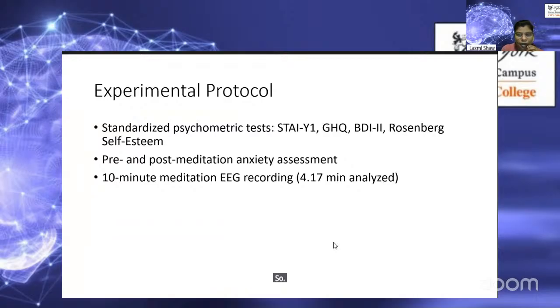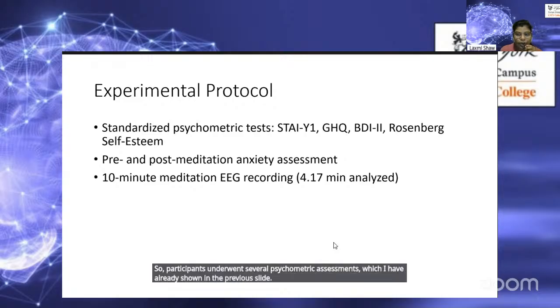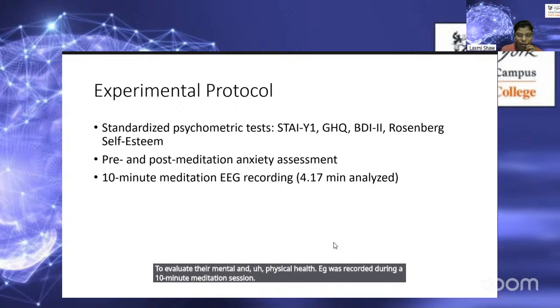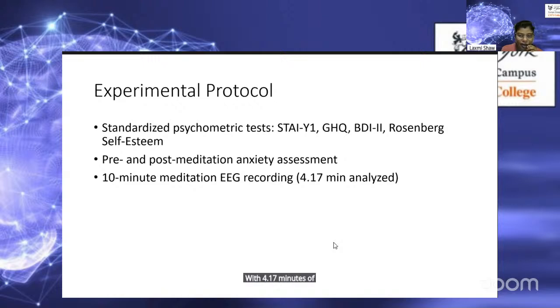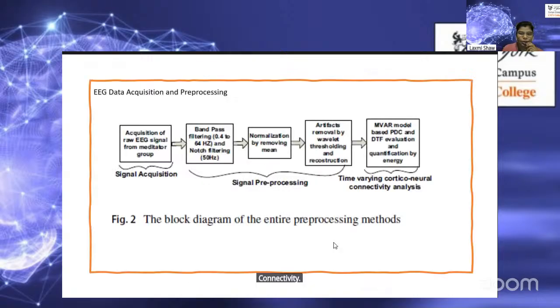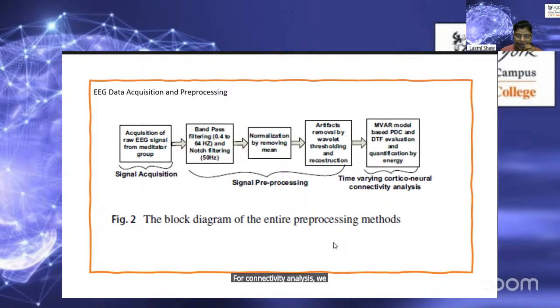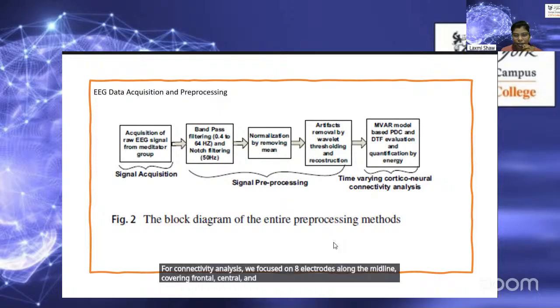Participants underwent several psychometric assessments, which I have already shown in the previous slide, to evaluate their mental and physical health. EEG was recorded during a 10 minute meditation session, with 4.17 minutes of artifact-free data analyzed for connectivity. EEG was recorded using a 64 channel system with a standard electrode montage. For connectivity analysis, we focused on 8 electrodes along the midline, covering frontal, central, and parietal regions.